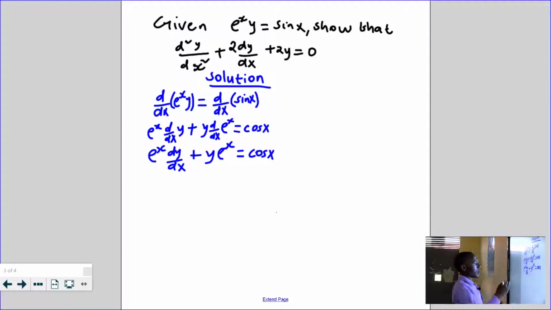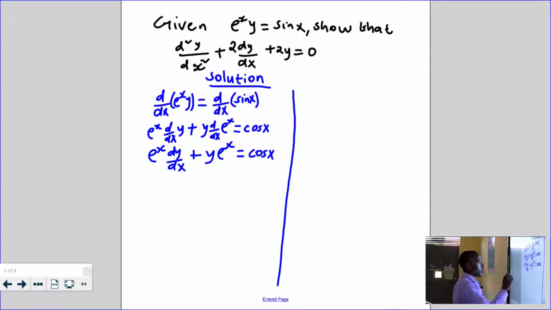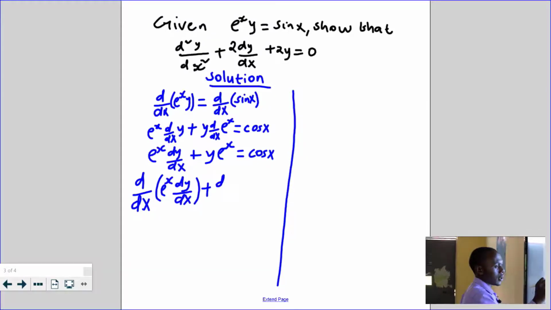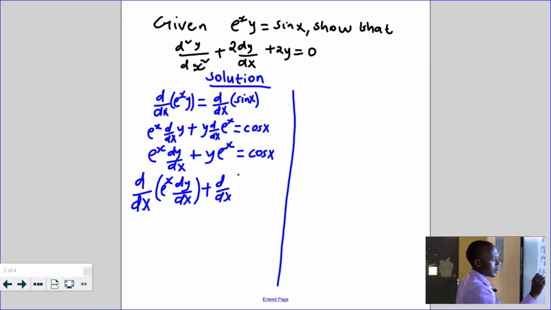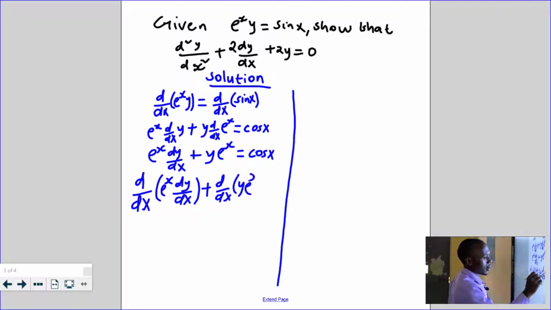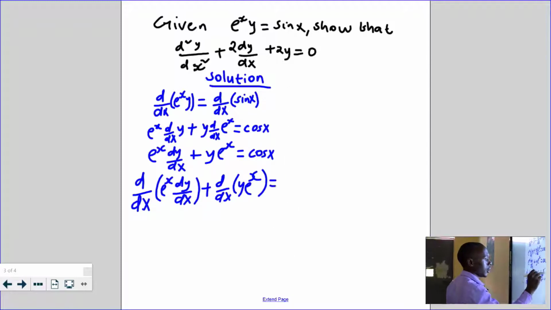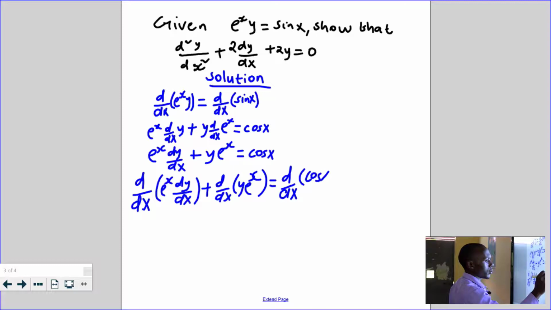So up to this point, we have been able to differentiate one time. So let us differentiate it the second time. Let us differentiate this the second time. So it will be d/dx of e^x dy/dx, then plus d/dx of y e^x, then d/dx of cos x. Yes. So now we are doing this one.